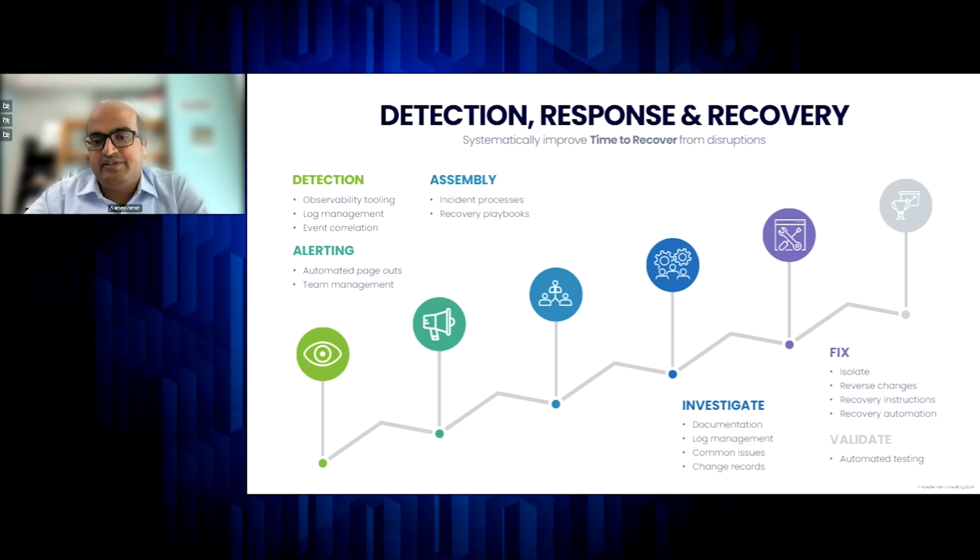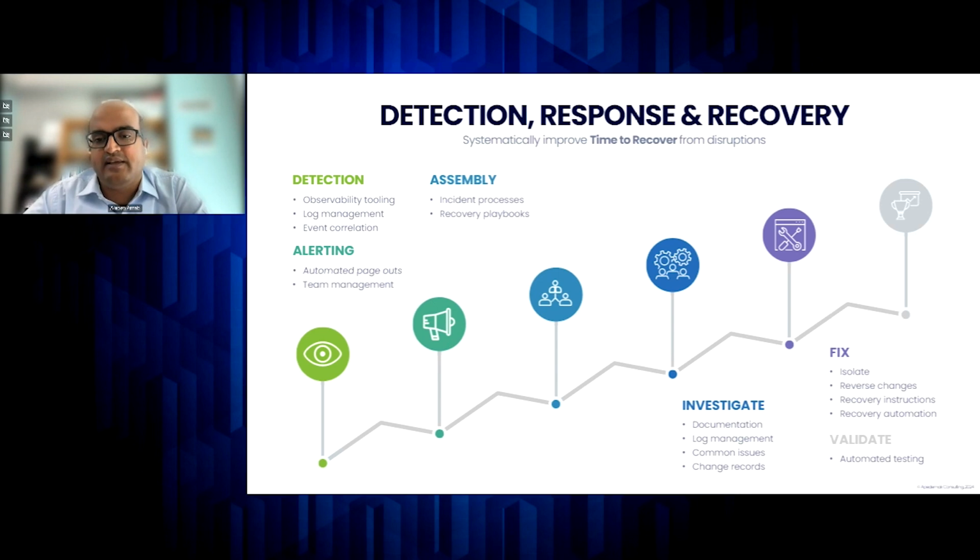After investigation is obviously the fix. One part of the fix could be isolation. You could also reverse changes. You could talk about doing your recovery instructions from your recovery playbooks. And you could also look at automation in your recovery. This part of the recovery could also be to leverage environments such as your disaster recovery environments, so that you can potentially isolate the problem, recover to your disaster recovery, and then continue the fix. So the service is back up, and then you have a lower priority incident.